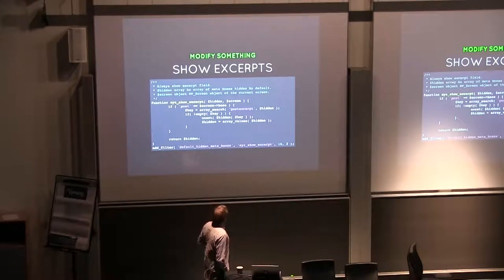So this is a bit of a long-winded way to make excerpts always show up. It doesn't matter what they use in screen options, right? So I'm actually modifying the core behavior. And it's a bit long-winded. Basically, I'm just removing it from the list of hidden stuff in the screen options. So it's kind of like opposite. I want to show it, so I want to remove it from the list of hidden stuff. And thankfully, this also sends screen into your function, and that means that you can check if you're on a post edit screen. So we're not trying to do things on other screens in the admin that don't make sense.